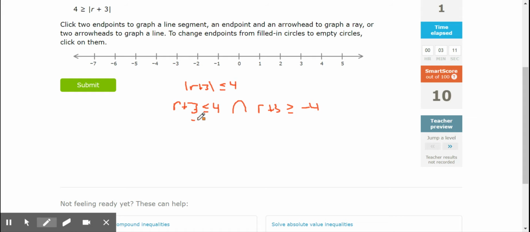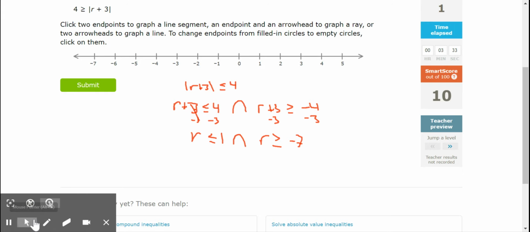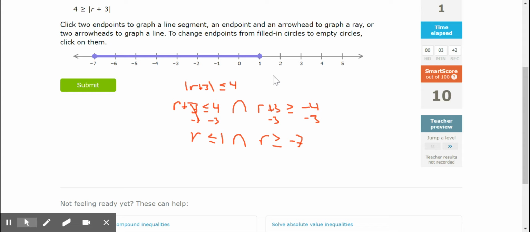Okay, so now we can subtract 3 on both sides. Subtract 3 on both sides. That is going to give me 4 minus 3 is 1. So r is less than or equal to 1. And r is greater than or equal to negative 7. Okay, now this is going to graph as a connected graph. So from negative 7 to positive 1 and everything in between.